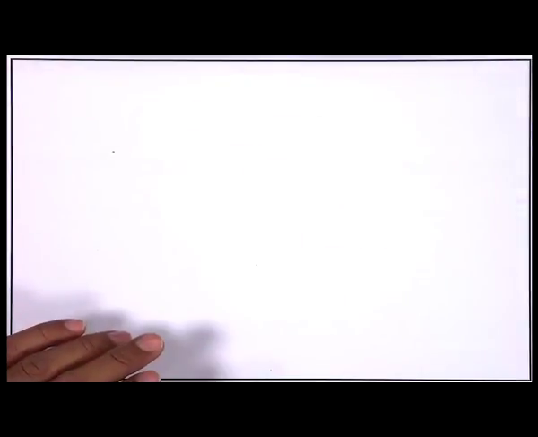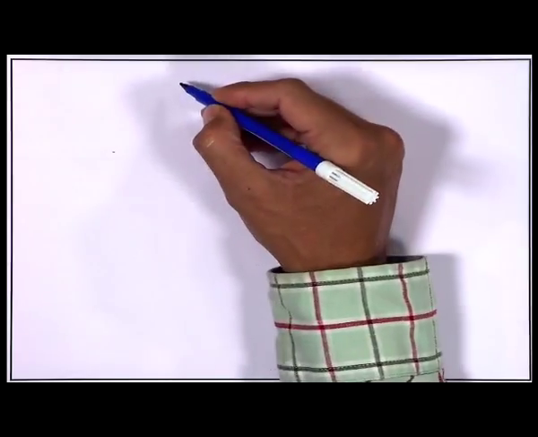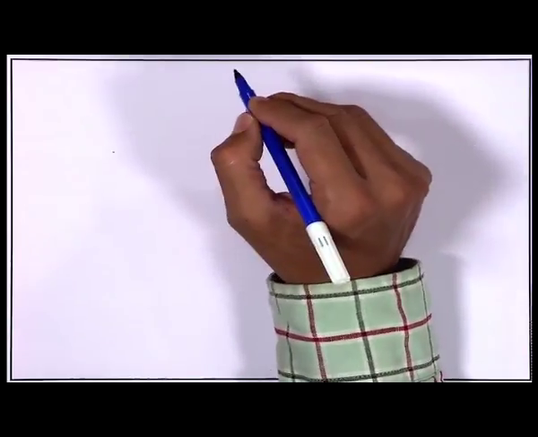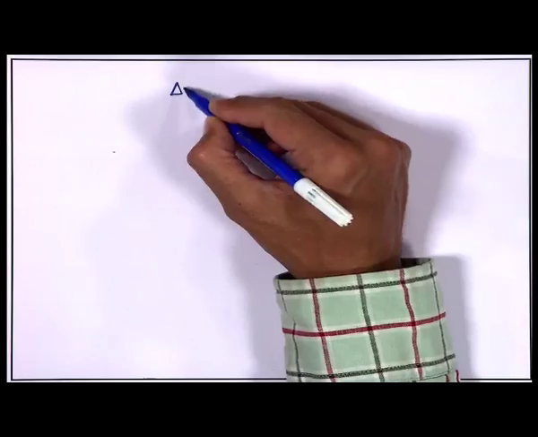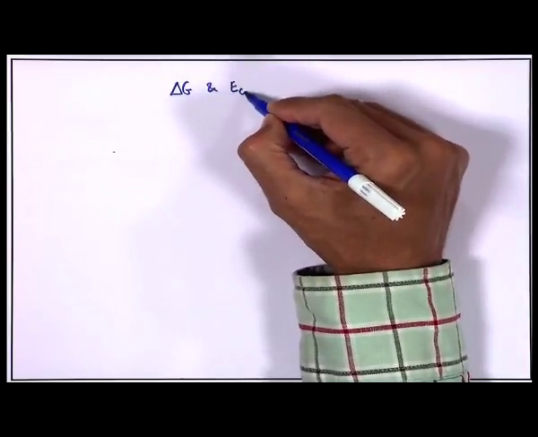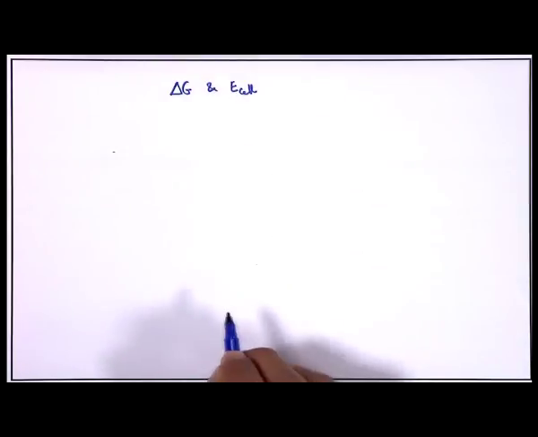Next, let us try to find the relation between Gibbs free energy change and cell potential. Although we have already written the expression that delta G is equal to minus nFE, can we deduce that expression? So, delta G and E cell.